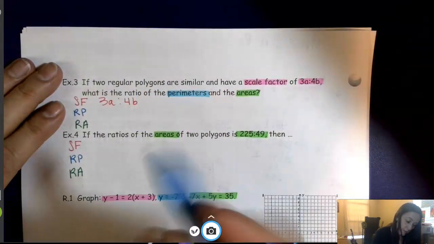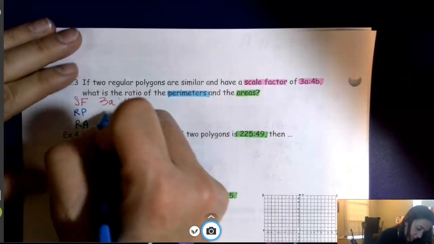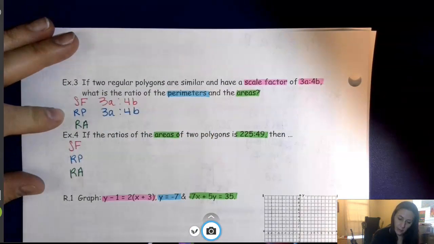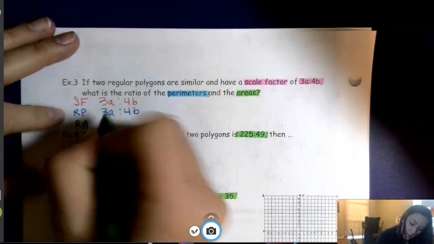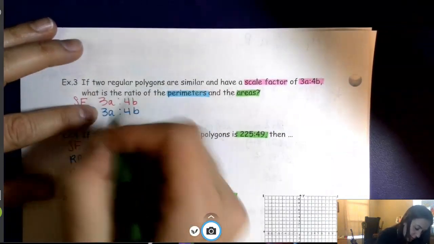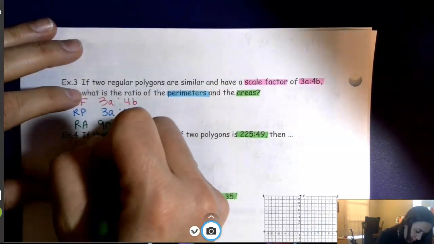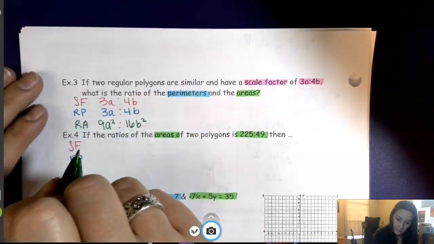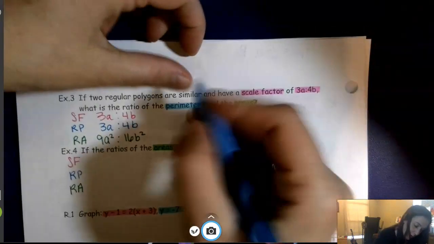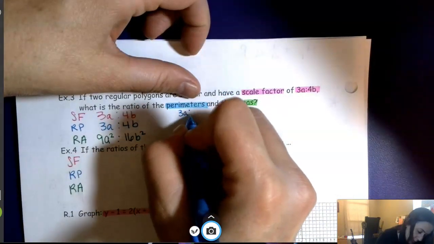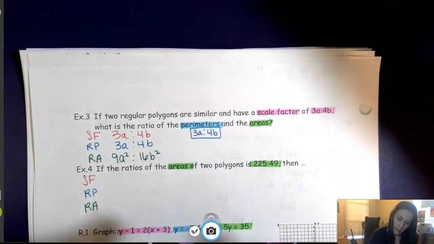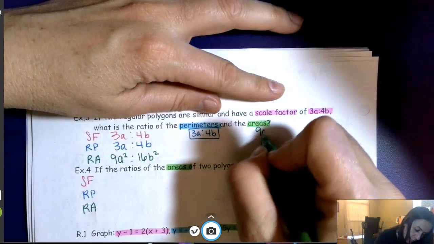My ratio of perimeter has to be the same, 3a to 4b. Now for my ratio of area, we're going to square it. Now you have to square everything. 3 squared is 9, a squared is a squared. 4 squared, I get 16, b squared. So again, perimeters, 3a to 4b. Areas, 9a squared to 16b squared.